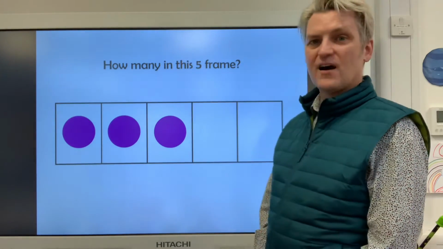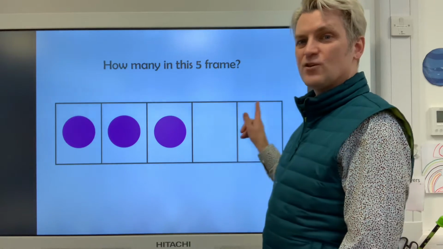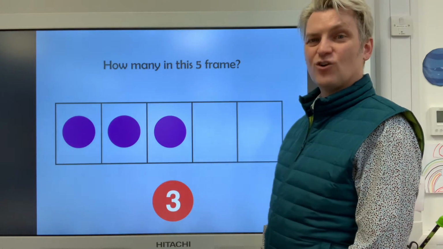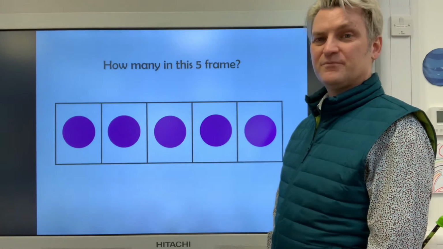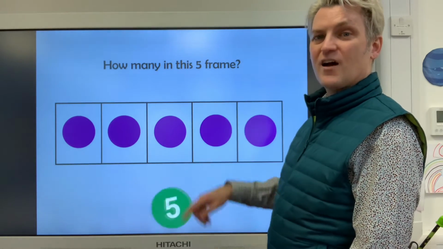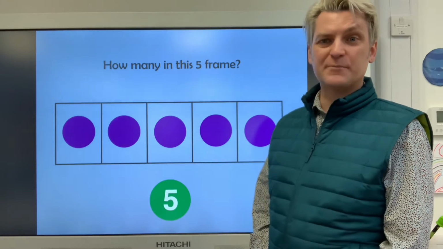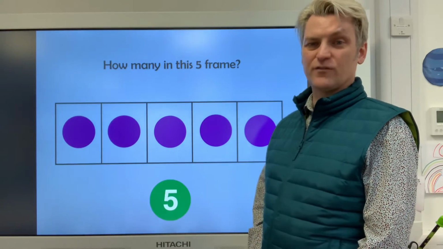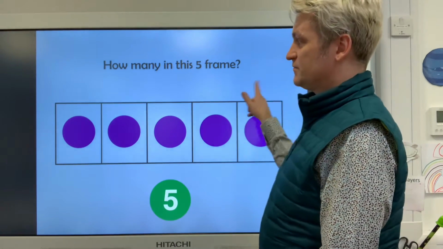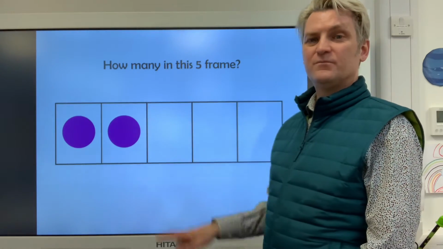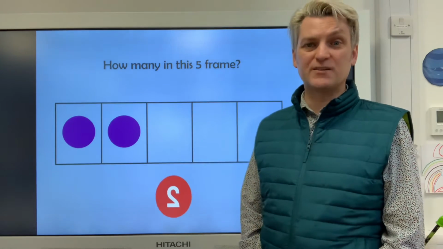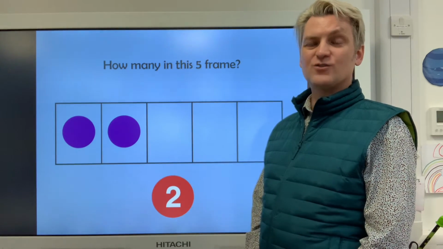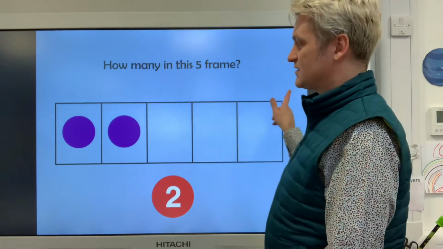Now, have a look at this. How many in this 5 frame? If you said 3, you're correct. Well done. How many in this 5 frame? 5. And we know that because there are no gaps on the 5 frame. It's all full, so it must be 5. How many here? That's right, it's 2. And we can subitize that. We know that number straight away. We don't have to count it.